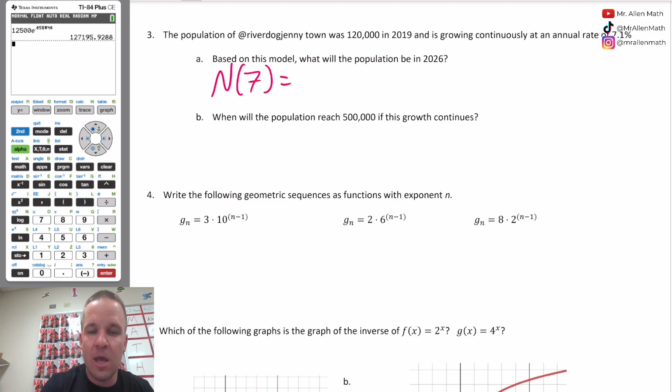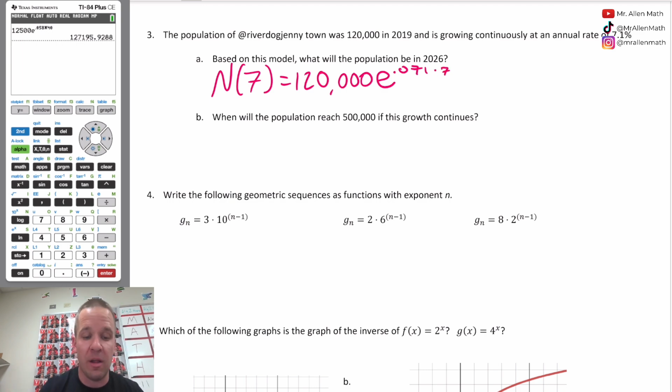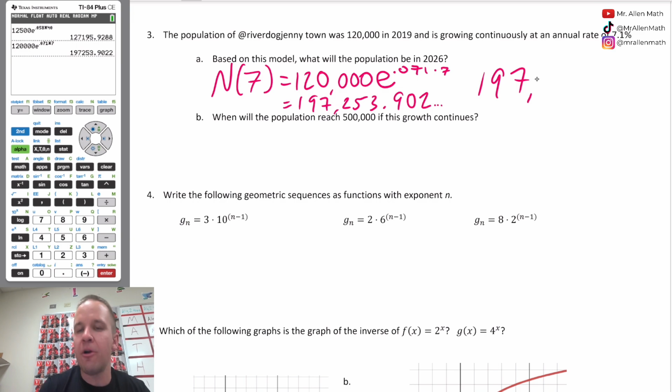N of 7 equals, we got 120,000 e to the 0.071 times 7, because that's going to be our T, right? We can plug that all in. So we got 197,200, and I'll say 54 people in Riverdog Jennytown.